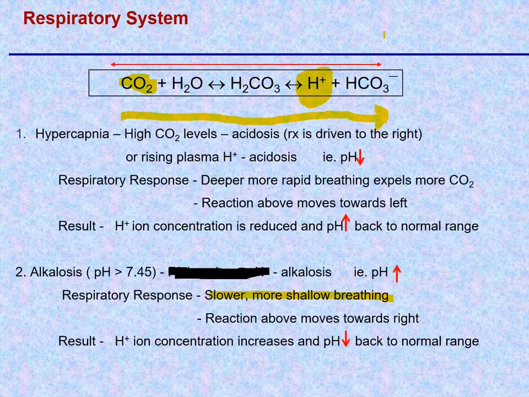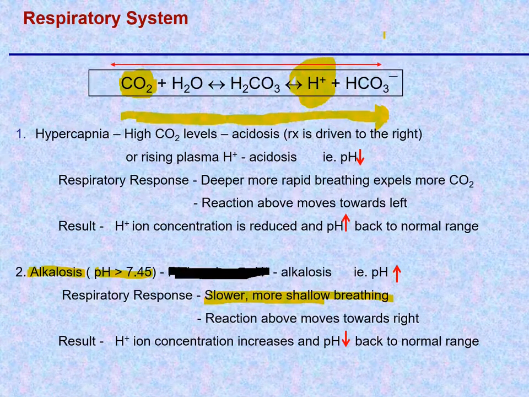That's the respiratory response to alkalosis, a high pH. Slower, shallower breathing, resulting in more CO2 building up in the body, less of it getting blown off because of the slower, shallower breathing, resulting in a shift towards the right side, a rise in hydrogen ion concentration, and therefore a drop in the pH back to within the normal range.